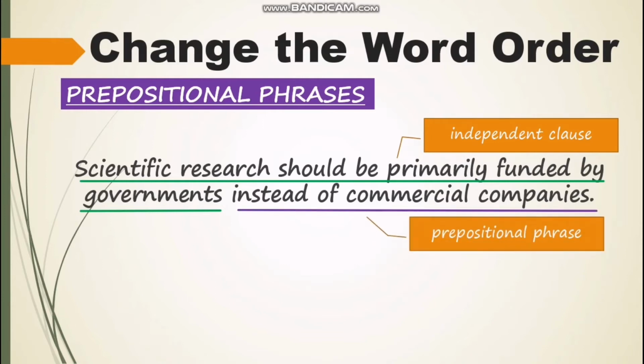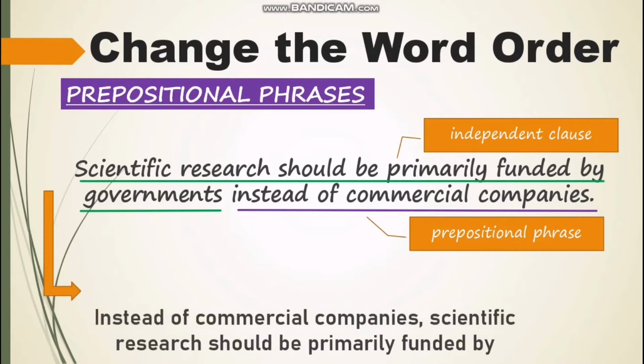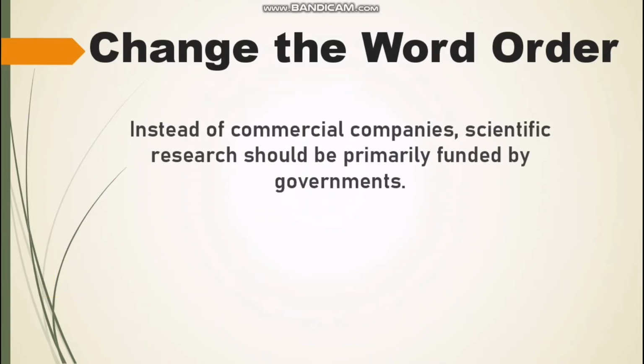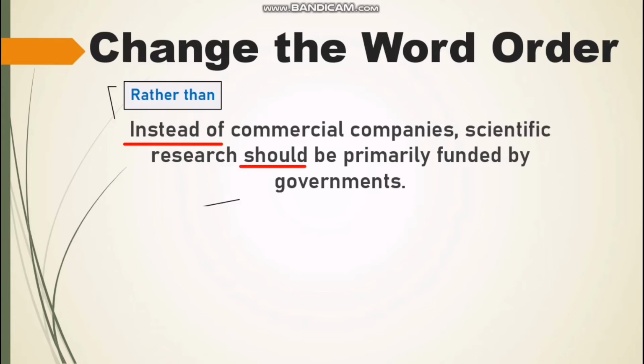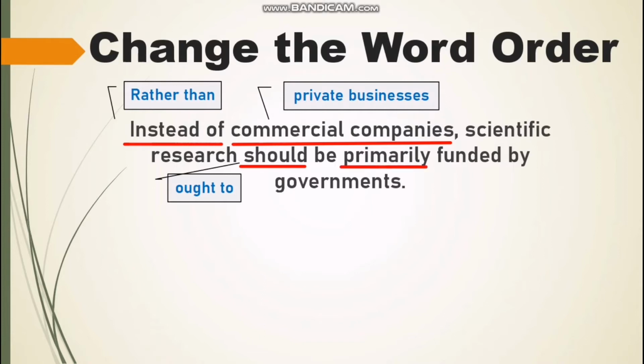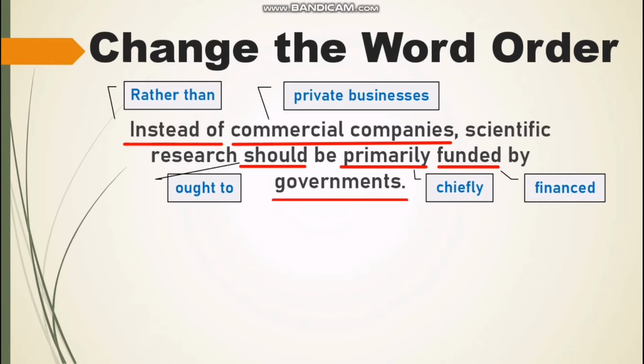Just like what we did with the task with two clauses, we just have to change the order. It will now be, instead of commercial companies, scientific research should be primarily funded by governments. Then, let's apply the first way. It will be rather than for instead of, ought to for should, private companies for commercial companies, chiefly for primarily, financed for funded, states for governments.